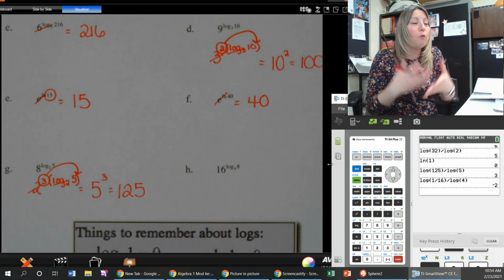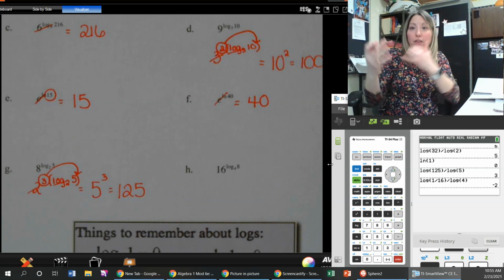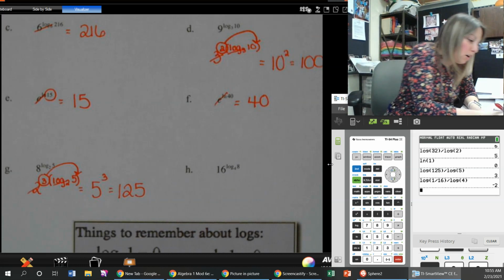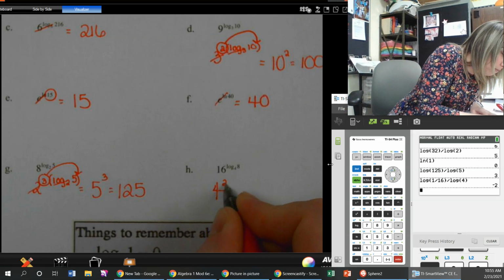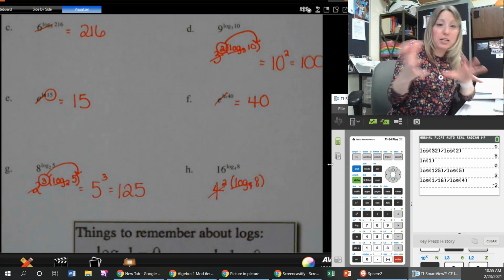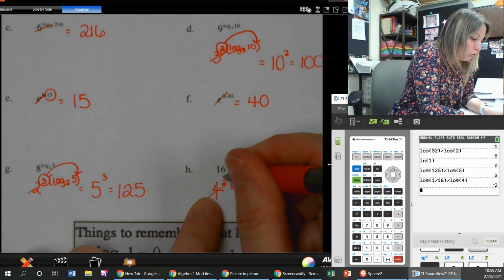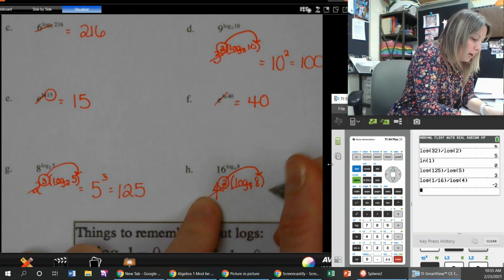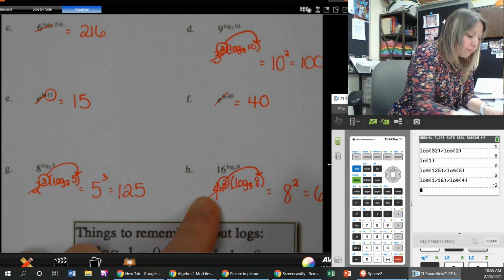16 can be 4 to the what power? 4 squared, right? But you've already got this thing here. So just rewrite it. The 4's as the bases are gone, but this 2 right here needs to now be the exponent on 8. 8 squared is 64.